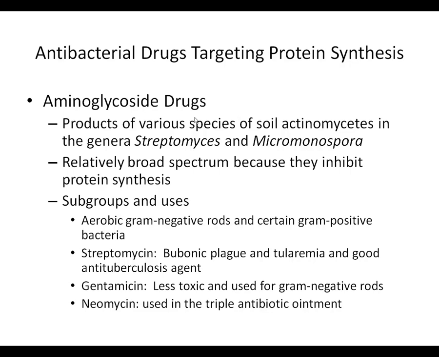And then neomycin, this is one of those triple antibiotic drugs. Bacitracin is a cell wall synthesis inhibitor. Neomycin is a protein synthesis inhibitor, and we're going to see that polymyxin is a cell membrane disruptor. So you kind of target a lot of things with that triple antibiotic.